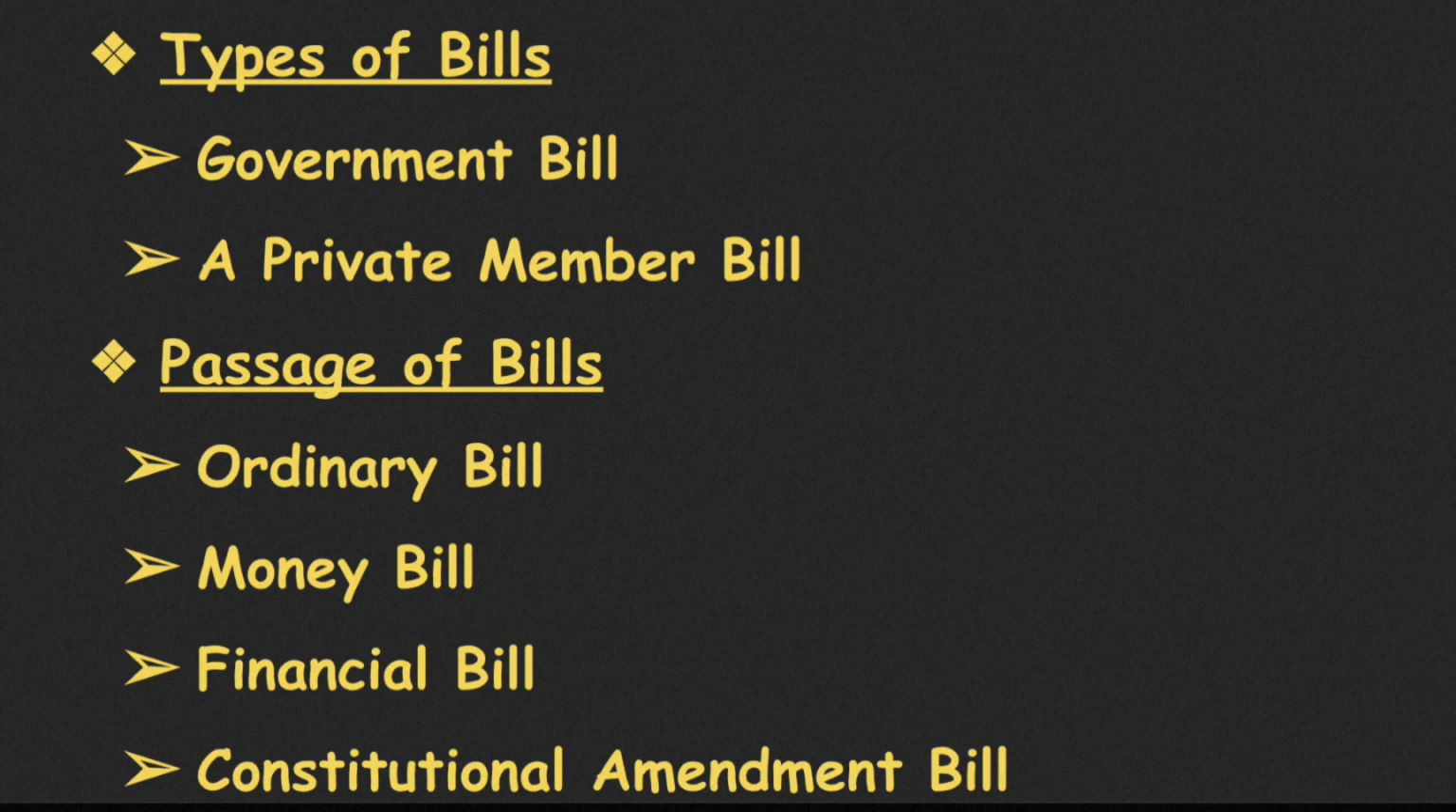Now the next bill is the money bill. It is a special type of bill mentioned in article number 110. A bill which exclusively contains one or more subjects mentioned in article number 110 is termed as the money bill. And these matters are: A.